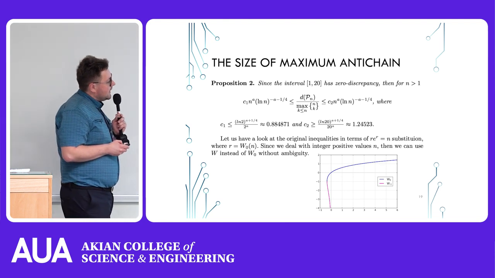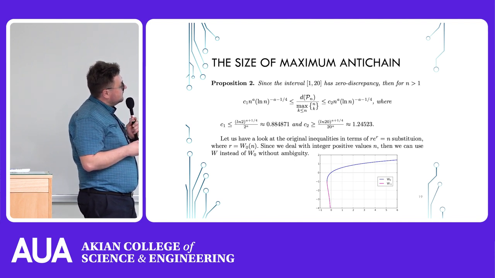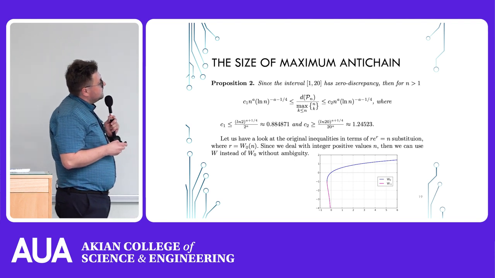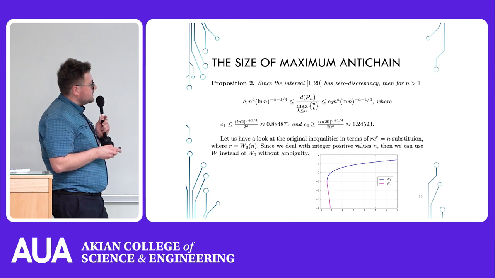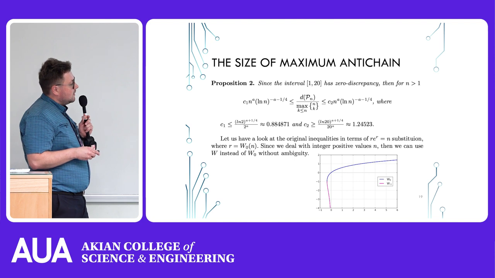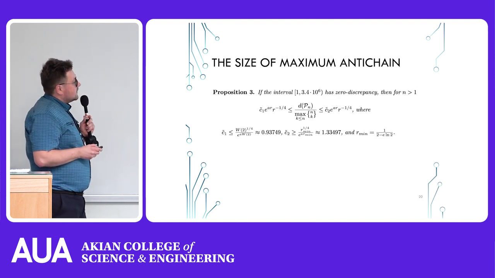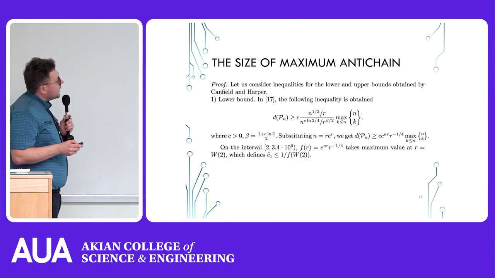Okay, we can find these coefficients, but in terms of inequalities, using the first order conditions. Moreover, since Canfield used this substitution for n in the original computations, we can use it as well, and we can use the principal branch of the Lambert W function, which is given here as a graph, and refine these coefficients even for n greater than 1. So these are the coefficients C1 with a wave and C2 with a tilde.